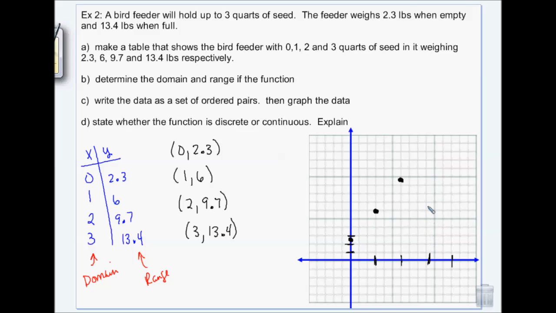So it's 10, 11, 12, 13, and then like halfway above that. Now, do you think that the bird comes and eats an entire quart of seed instantly in one gulp? No, the seed's going to gradually get emptied, right? A little bit at a time. So is this going to be a set of points like this, or do I need to connect those with a line?